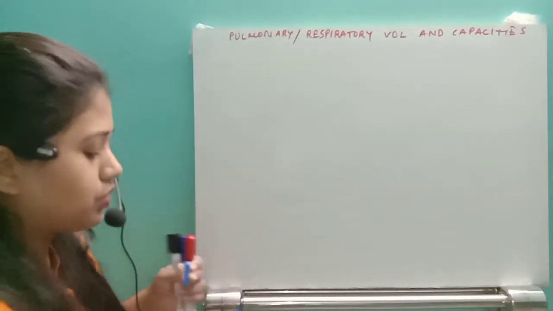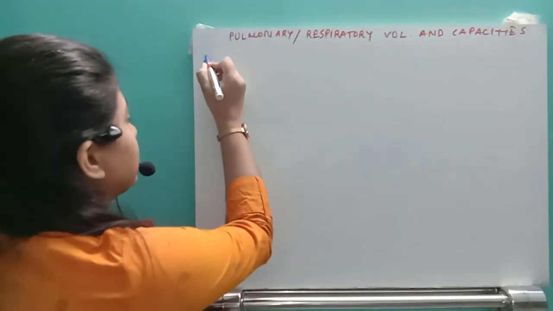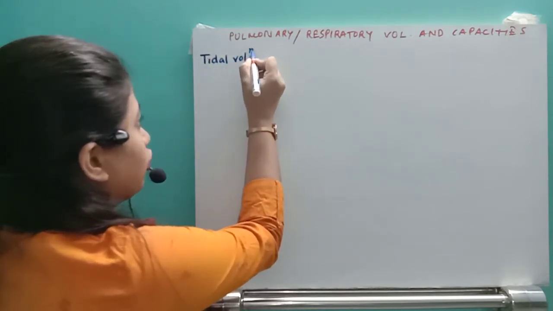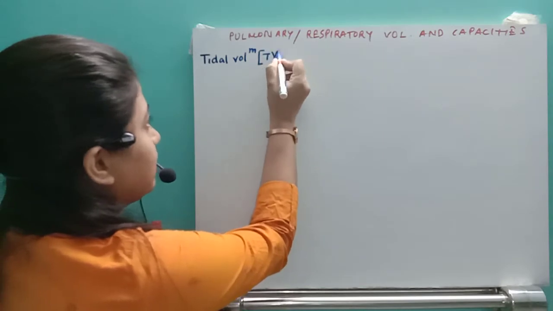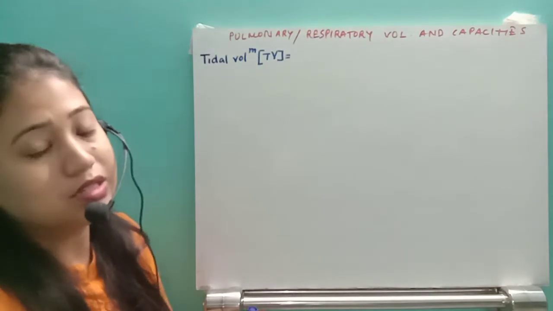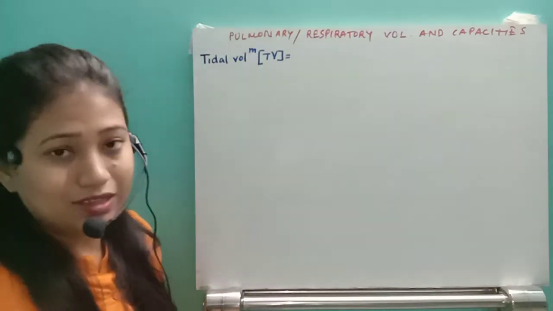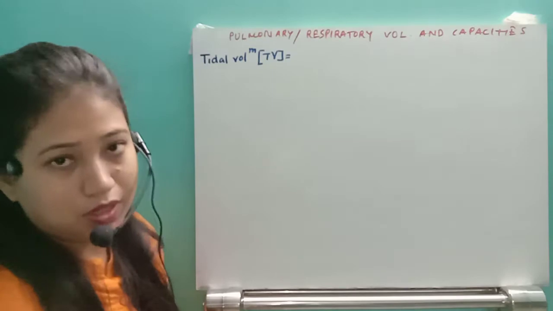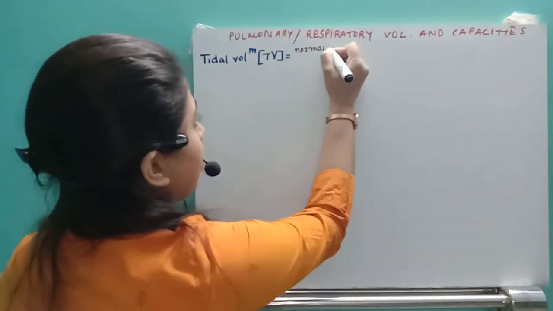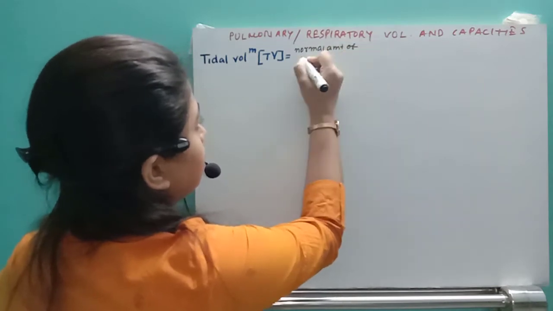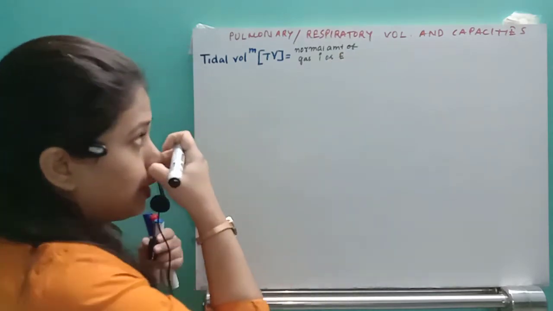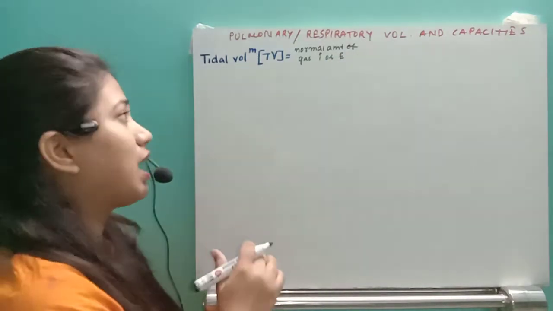So first of all, what volume do we have? We have the tidal volume. Tidal volume is also known as TV. What is the meaning of tidal volume? Tidal volume means this is the normal amount of gases inspirated or expirated. Okay, that is known as the tidal volume.